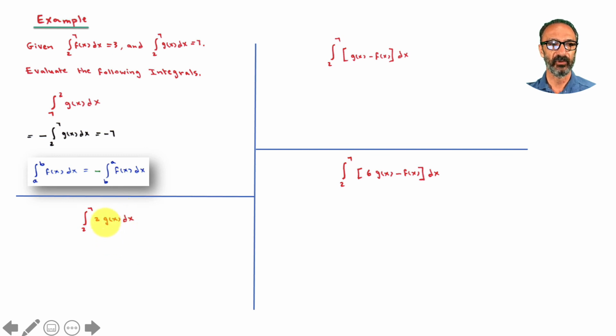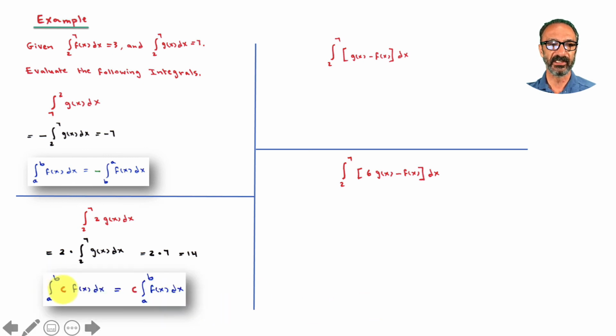2 g of x. 2 is in my way compared to this guy, so I'm going to take the 2 out. That's another property. 2 times 7, because that's 7 given to me, which is 14. This is the property that I'm using. If you have a constant, take it out of your way.